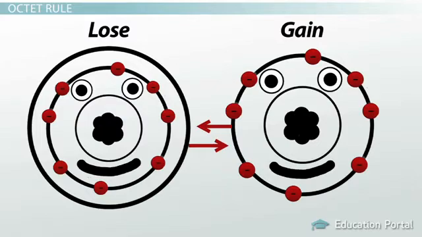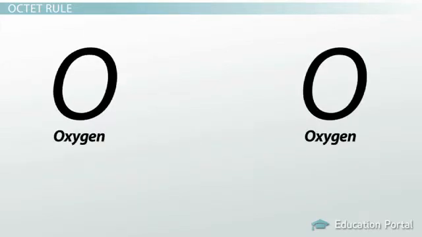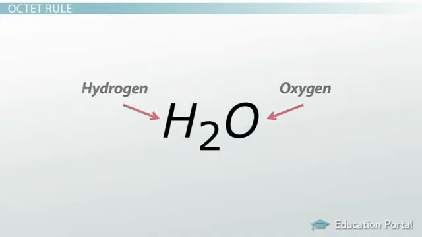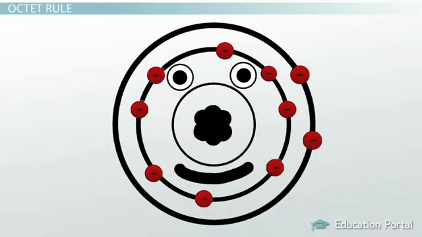Those atoms can be the same element, as when oxygen bonds with itself to form O2, or different elements, such as water, H2O. The exceptions to the octet rule are hydrogen and helium, which are both happy with 2 electrons in their outer shells.